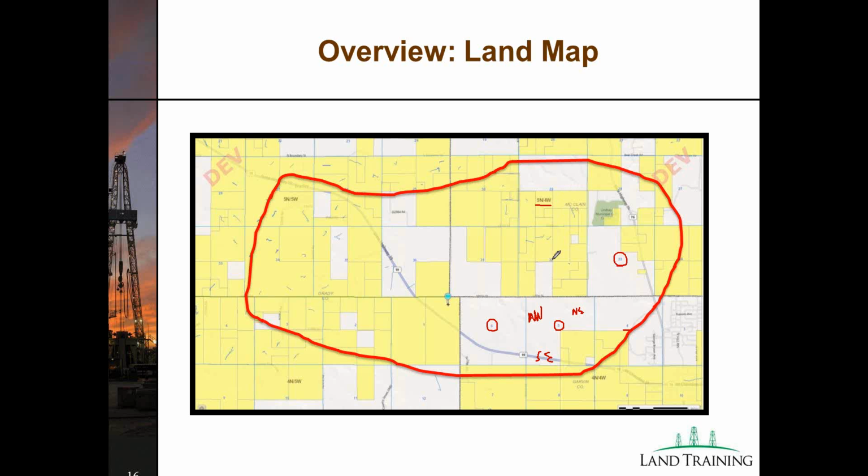So now how do I figure out who the owner of Section 6 is? You'll notice it's not on this map anywhere. The only way to find out who owns Section 6 is to go to the county records. So that's what our next step will be.